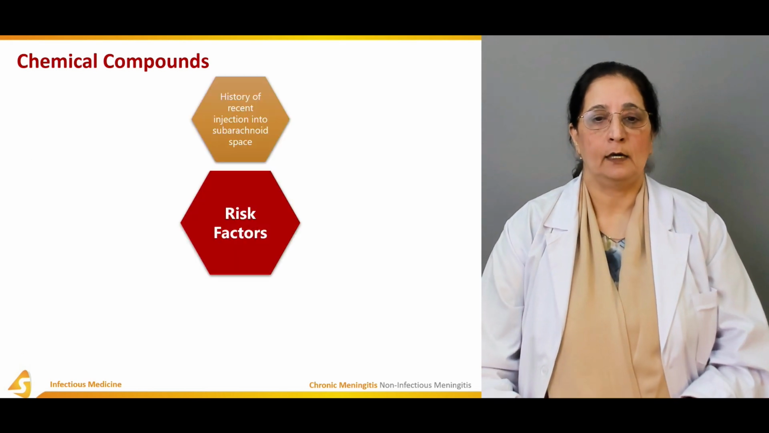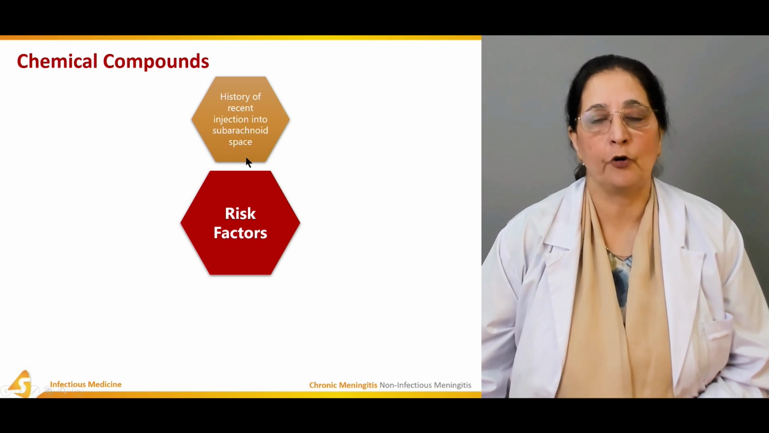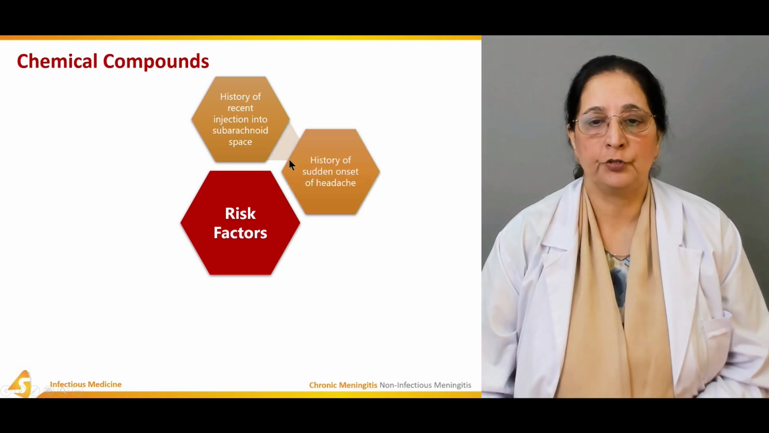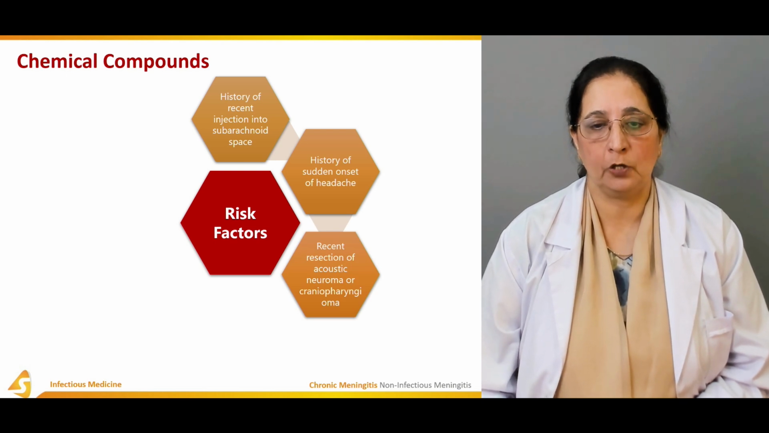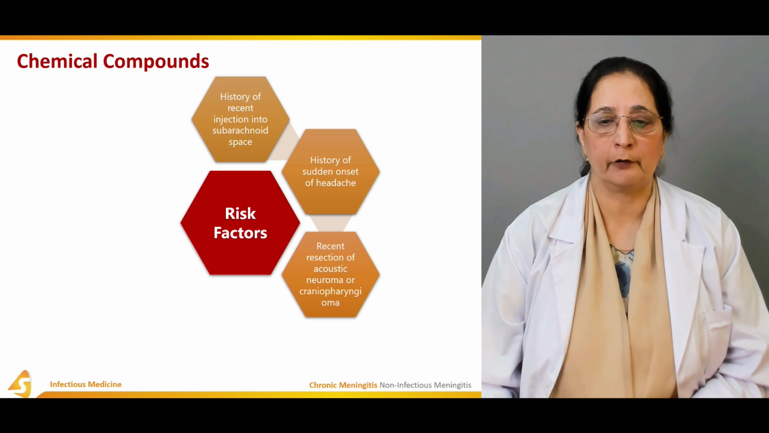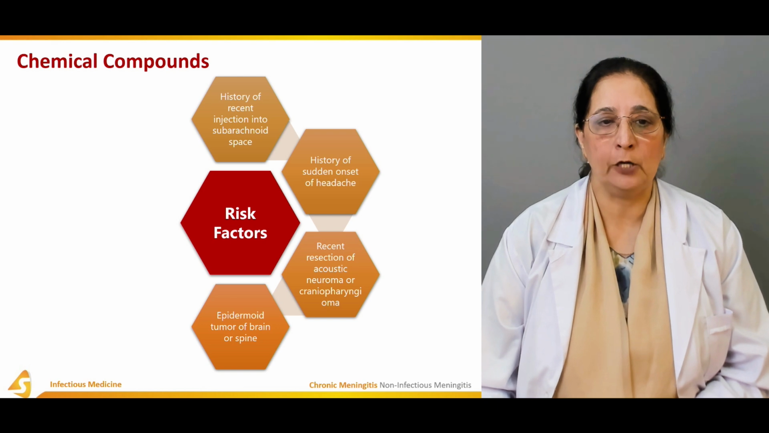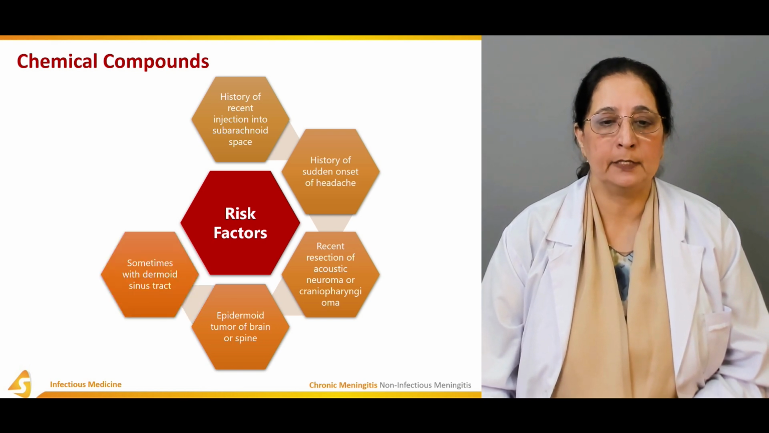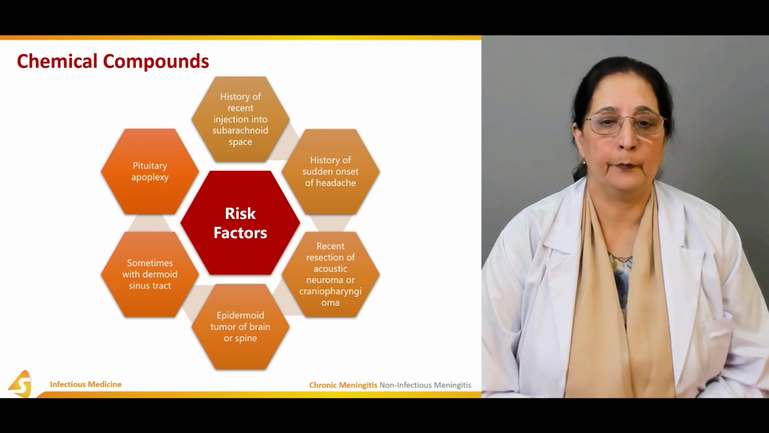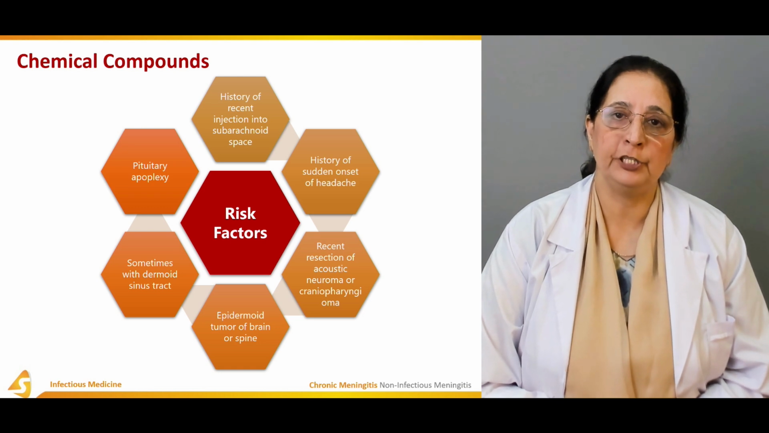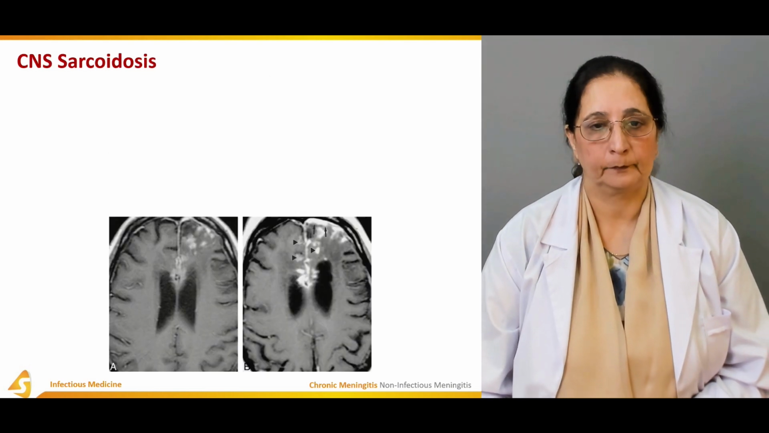Risk factors are a history of recent injection into the subarachnoid space, a history of sudden onset of headache, recent resection of acoustic neuroma or craniopharyngioma, epidermoid tumor of brain or spine, sometimes with dermoid sinus tract, and pituitary apoplexy. So all these are the features associated with chemical meningitis.